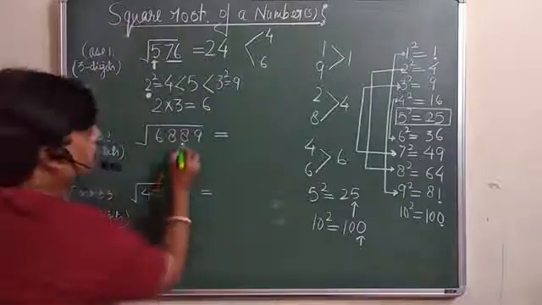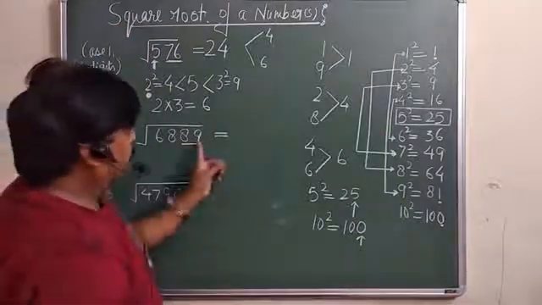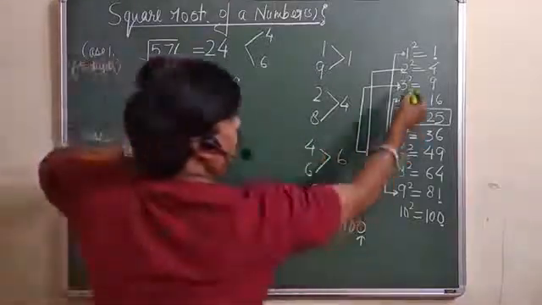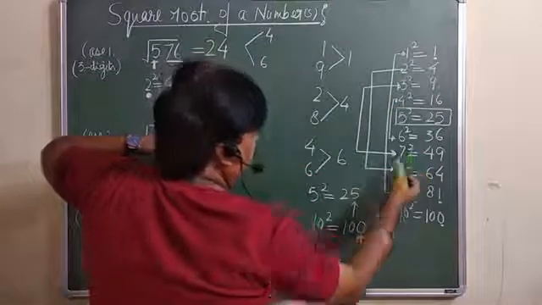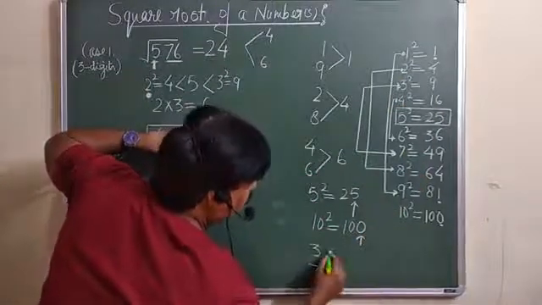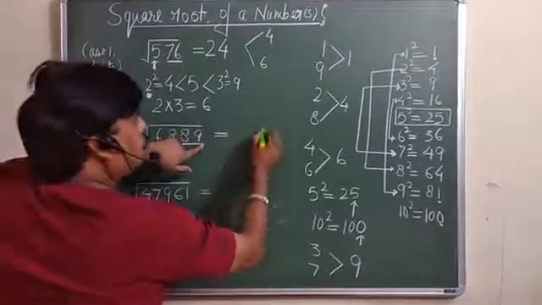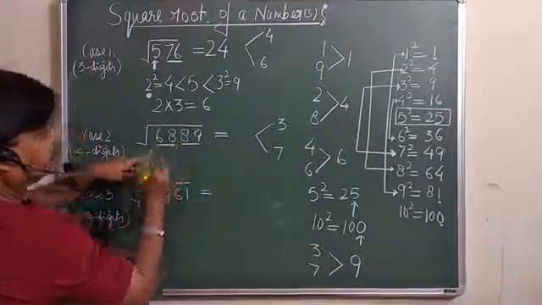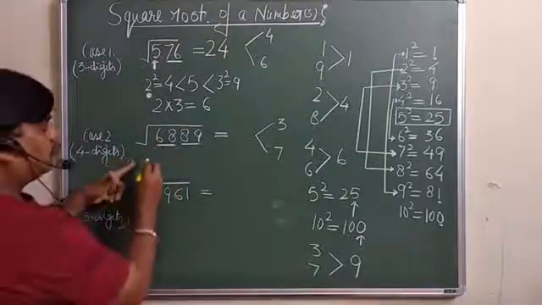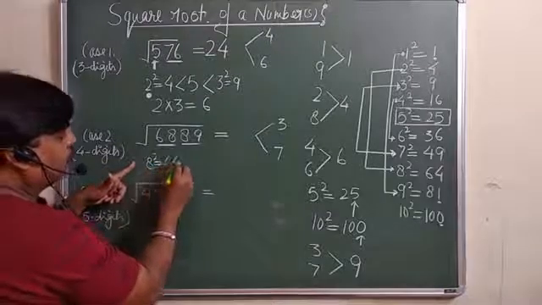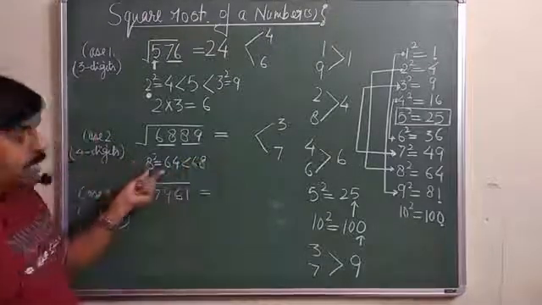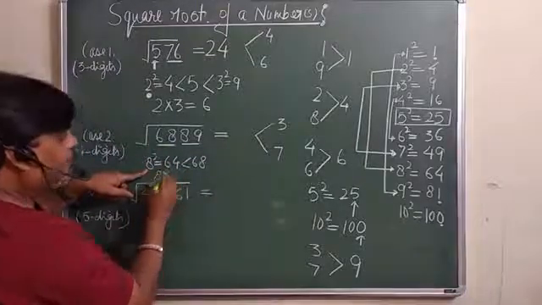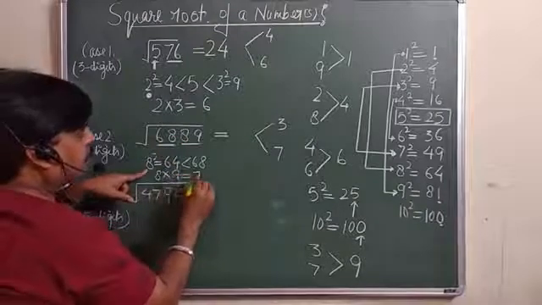Similarly, look at this now: 689. The unit digit is 9. Where do you get 9? In case of 3 and 7. When you square 3 and 7 you get 9, so the unit digit may be either 3 or 7. Now check this number 68. 8 square is 64, which is less than 68. The next number, 9 square is 81, more than this. So forget that. The smaller number is 8. 8 multiplied by the next number 9 gives 72.